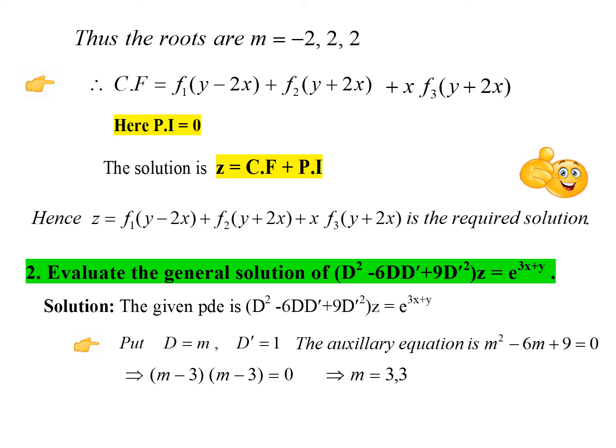So again remember, when the roots are different, you have to write the complementary function in one way. When the roots are repeated, you have to write like this: f1 of (y plus 3x) plus, since you are again repeating that y plus 3x, you have to write x into f2 of (y plus 3x). Next we shall find the particular integral.